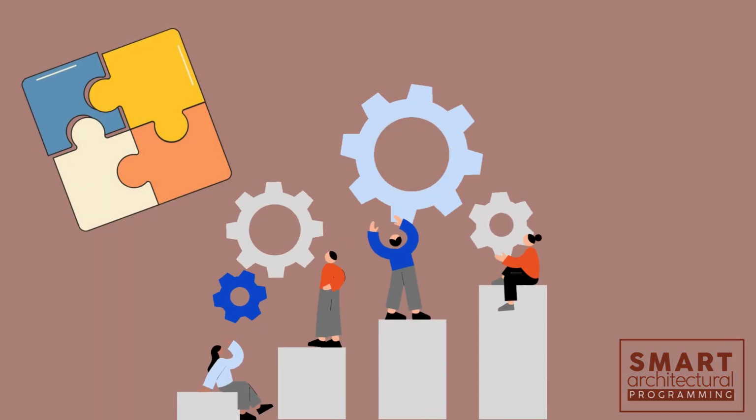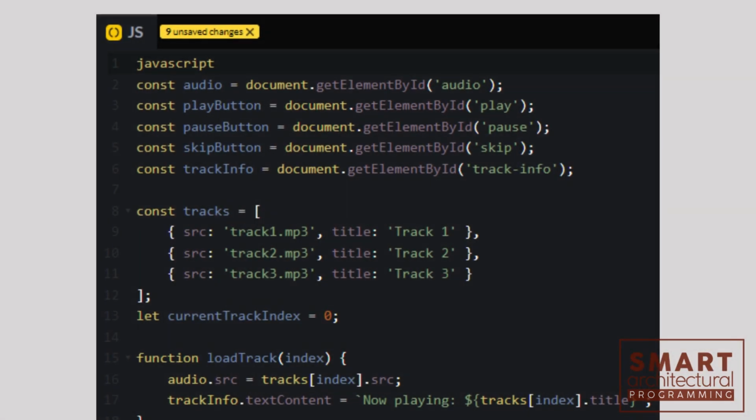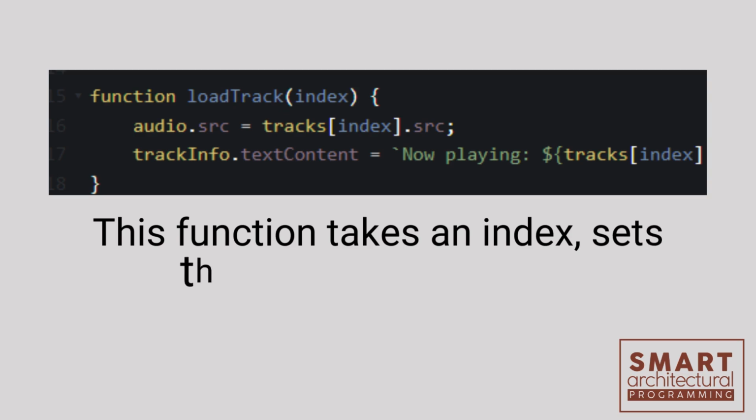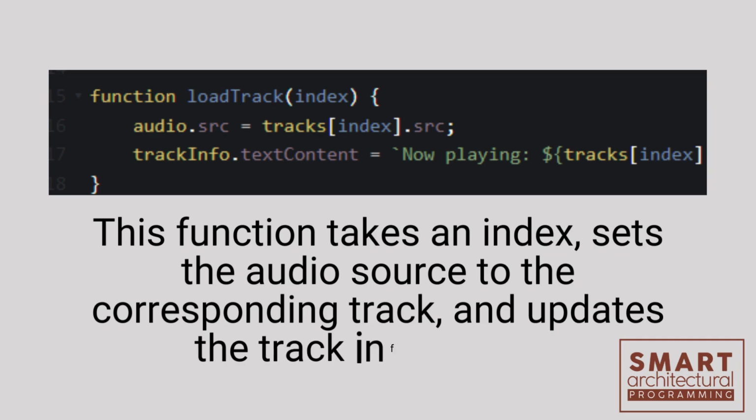Let's break down each part in more detail. First, we select the HTML elements we need and define our track list. The track list is an array of objects, each containing a source and a title. Next, we create the load track function. This function takes an index, sets the audio source to the corresponding track, and updates the track info display.